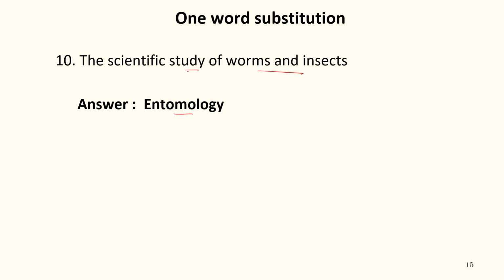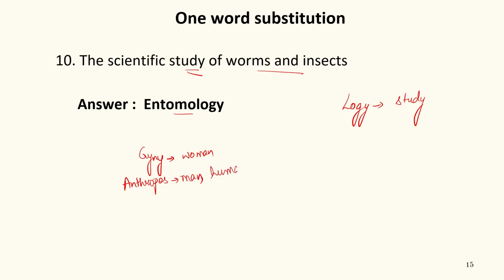Now here, the word that we have for study is logy. Logy means study; the root word is logy. Now gynae means woman. You must have heard the word gynecologist or gynecology. Gynae means woman, and the study of woman is known as gynecology. Same way we have the word anthropos, which stands for men or human or mankind. So anthropology means the study of human.